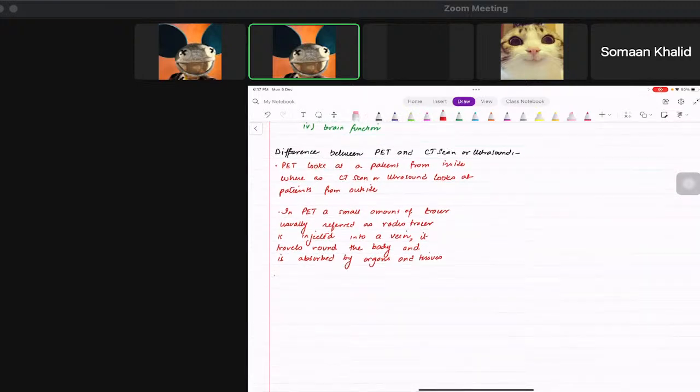Now, the radiations from the tracer is used to produce the image. In CT scan and ultrasound, we have to send external sources of energies, right? So it's not coming from inside, it's just crossing or penetrating the body. That's the main difference, right? Okay.